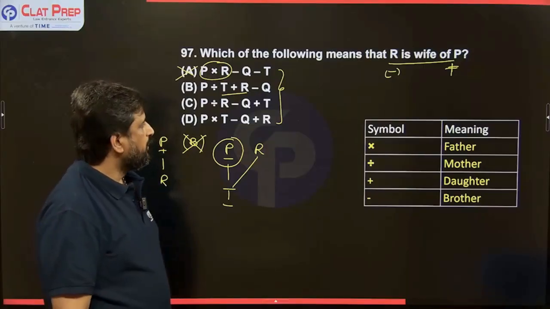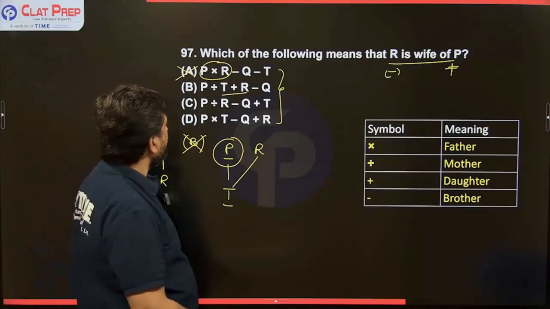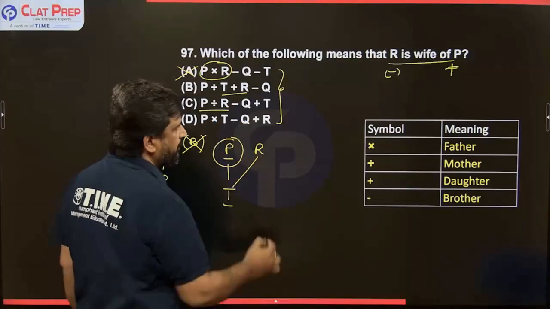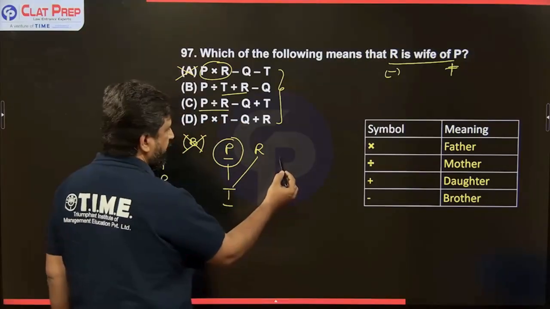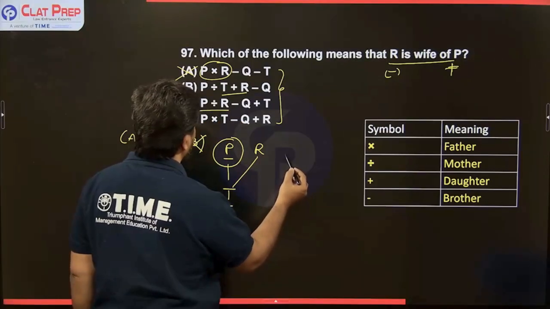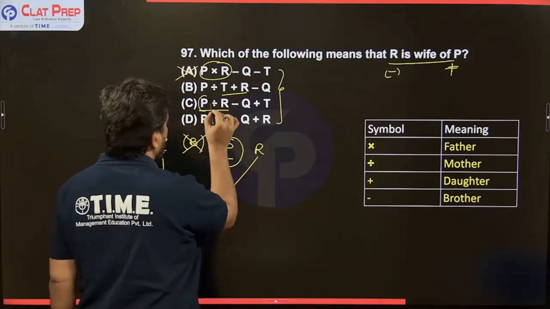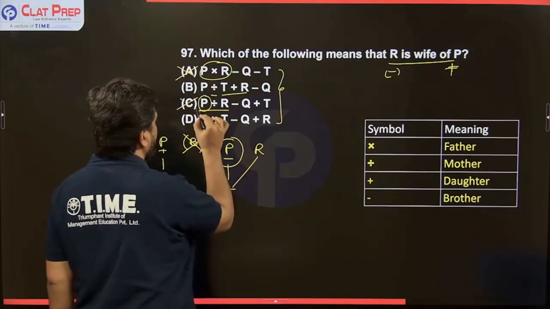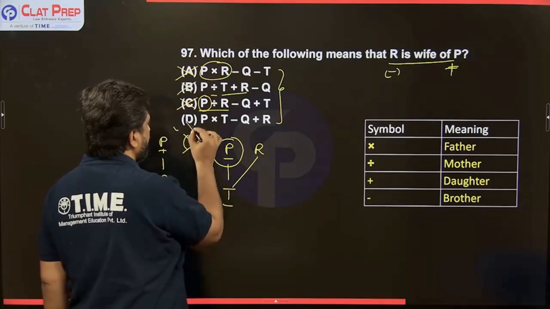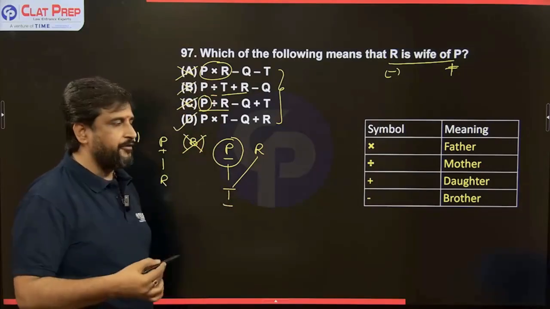Now let's move further. Third option, P divided by R. P divided by R means P is the mother of R. Again, same, I am getting P as a female. So option C is also ruled out. Now the only option we are left with is D, but let us verify it.